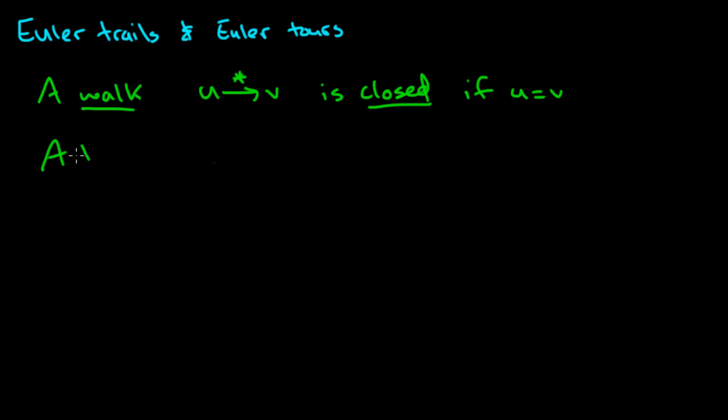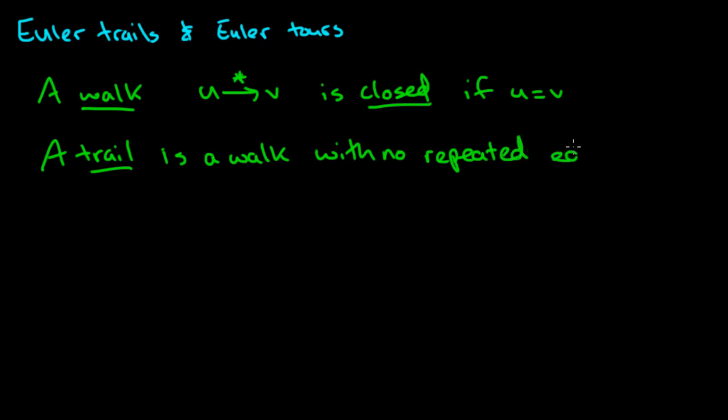And a trail is a walk with no repeated edges. Now, just because it has no repeated edges doesn't mean it doesn't repeat vertices. It's possible that a trail repeats vertices. So a trail is not the same thing as a path. A path does not repeat vertices.